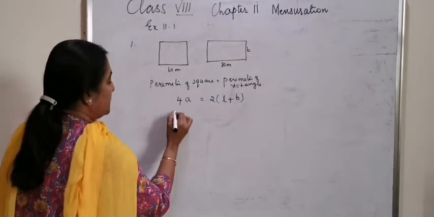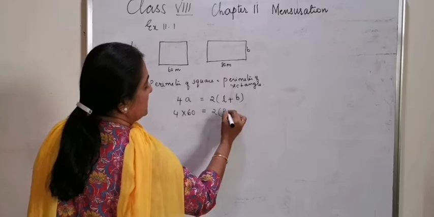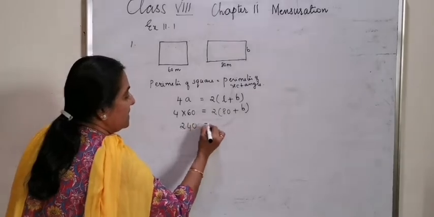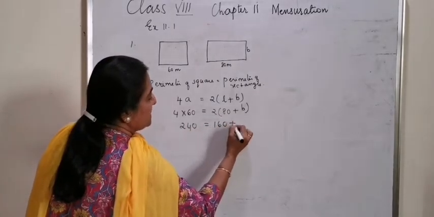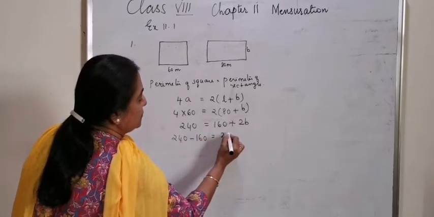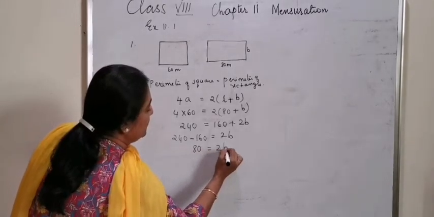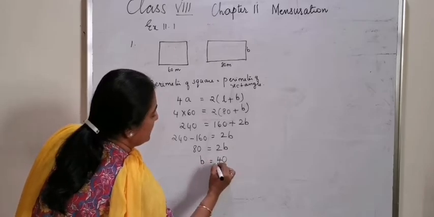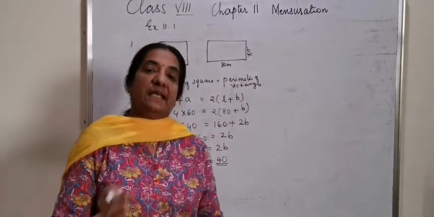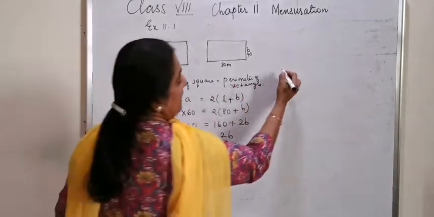Let's substitute the values. 4 into 60 is equal to 2 into, the length is 80 and the breadth is unknown. 4 into 60 is 240, equal to 2 into 80 is 160 plus 2b. 240 minus 160 is equal to 2b. 240 minus 160 is 80, equal to 2b, or breadth is equal to 80 divided by 2, which is 40. Now we have to find the area of both the figures and compare their areas. What is the formula for area of a square?